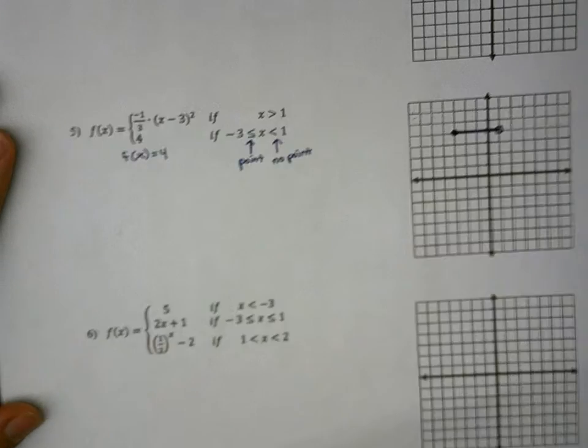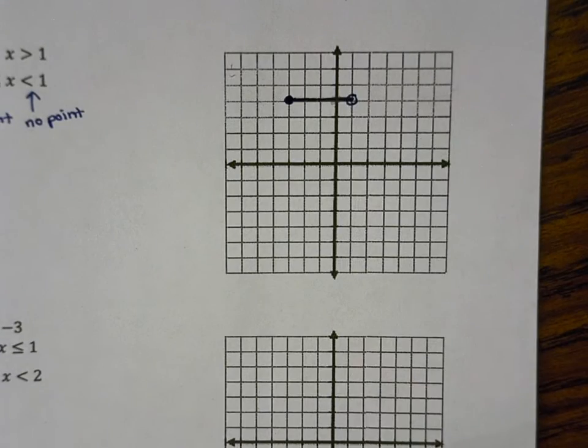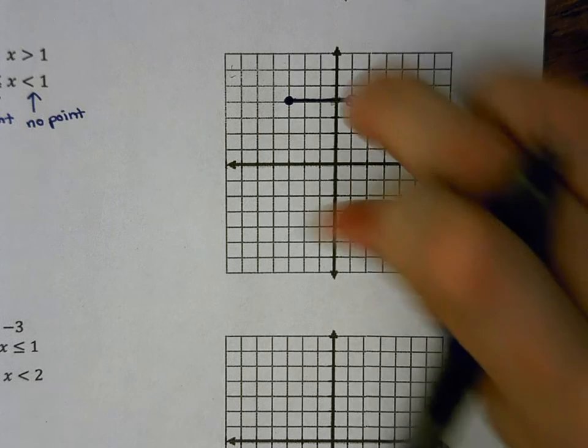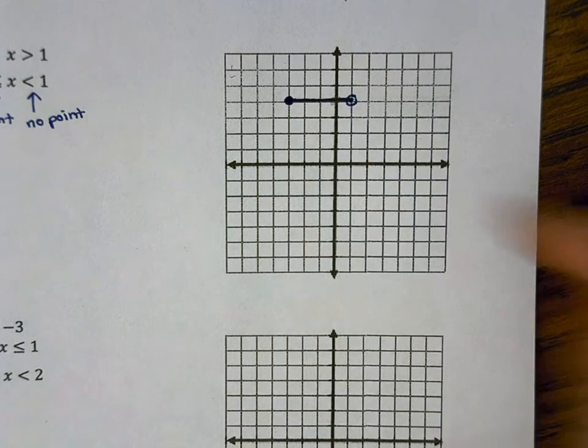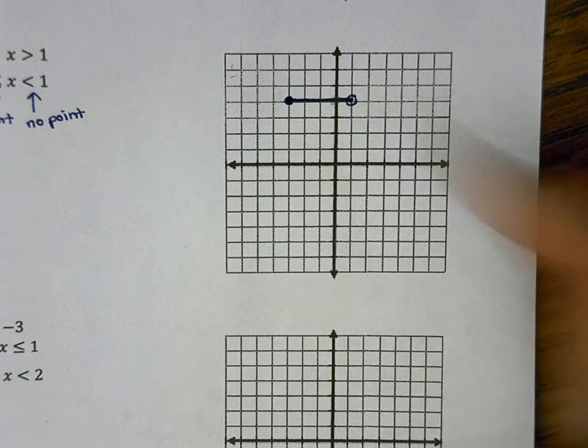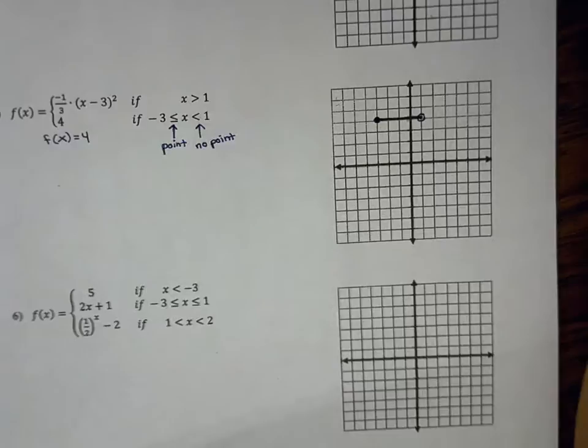Zoom in a little bit. My hole starts to look a little bit filled. I do want to make sure we see that there's no point there, right? That's an open circle. Sorry, my line went a little bit into it, but that is an open circle. Make sure that's clear. Okay?